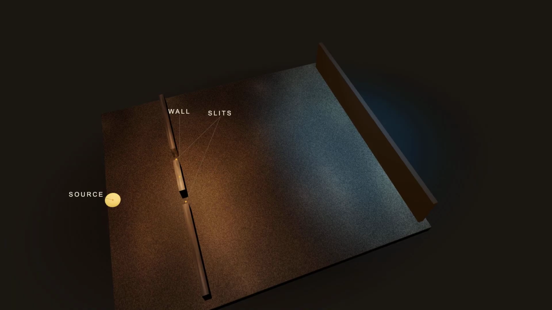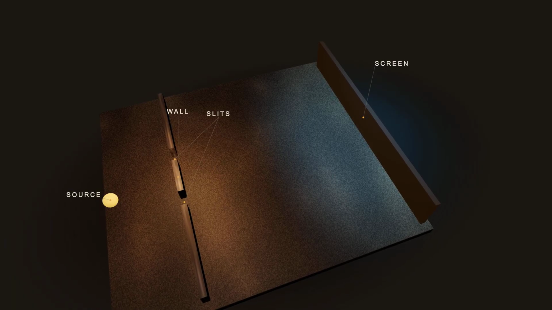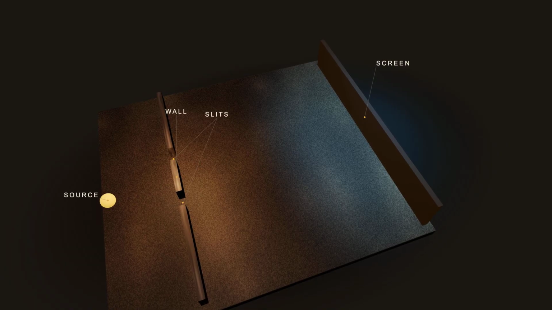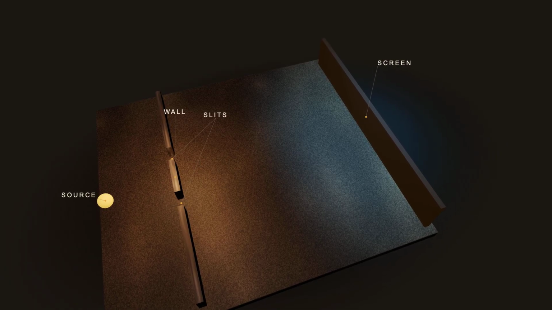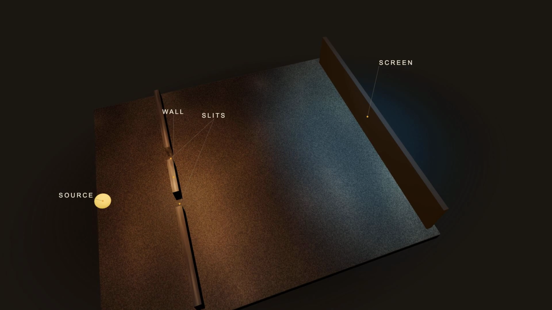Let's take a look at one of the most fascinating experiments in all of quantum physics. Suppose you have a source that fires particles, one at a time, toward a wall. The wall has two narrow slits cut into it, and beyond the wall, a screen that shows exactly where each particle lands. You send particles in, wait, and you look at the pattern they leave behind.